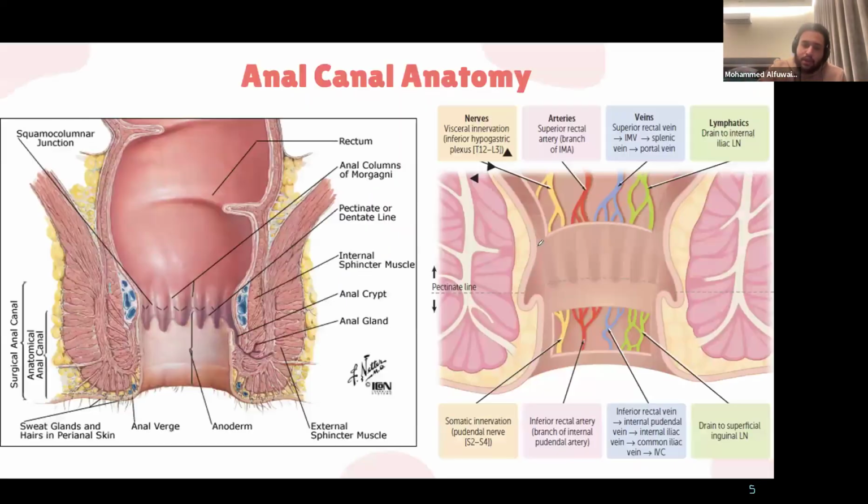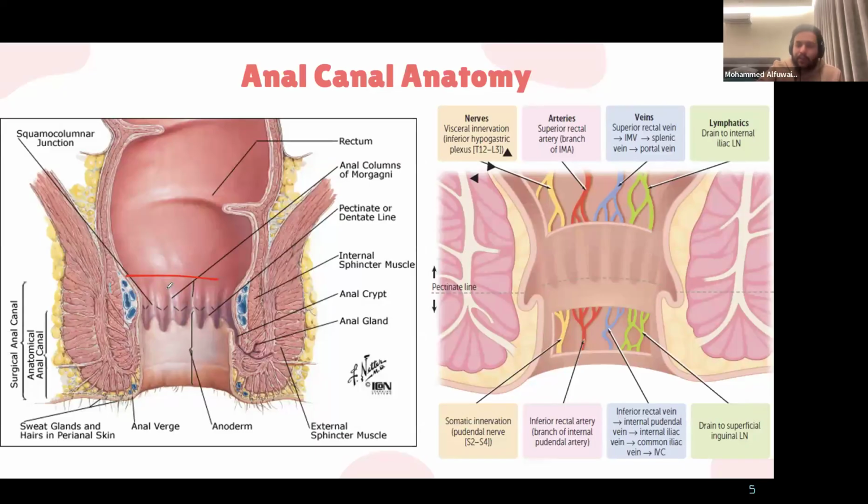In terms of the anatomy of the anal canal, the anal canal will start over here, which is the dentate line or the pectinate line. Below that is the anal canal, typically. However, surgically, when we talk about the anal canal, we start over here and move down. Why? Because certain pathologies will appear above the pectinate line or the dentate line, and it's important to differentiate the two.